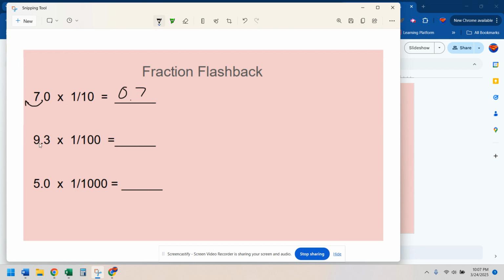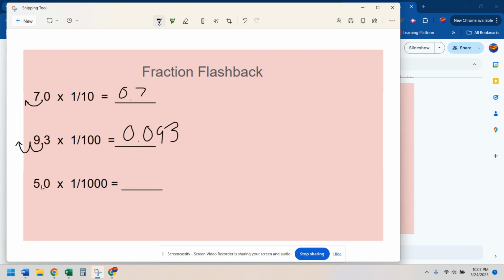Okay? With the next one, 9.3, if you're multiplying it by 1/100th, it's the same as dividing it by 100, so the decimal would move 2 spots over. So 1, 2, and that's the new spot for your decimal. So you would end up with 0.093, or 93 thousandths.